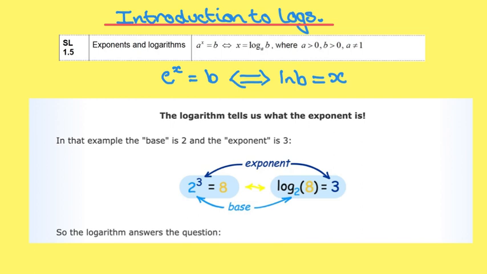So if we've got 2 to the power of 3, the base in both cases is 2. Our answer is 8. So we are basically asking 2 to the power of what gives us 8, and 2 to the power of 3 is equal to 8. So the logarithm answers the question.